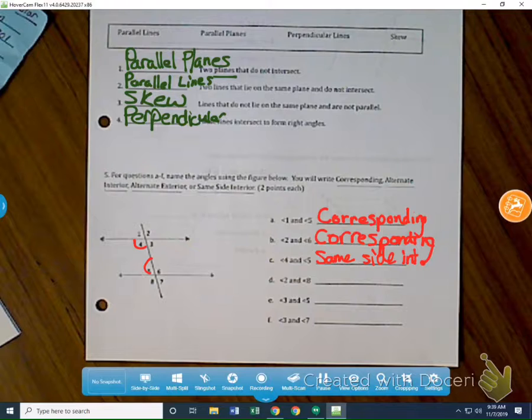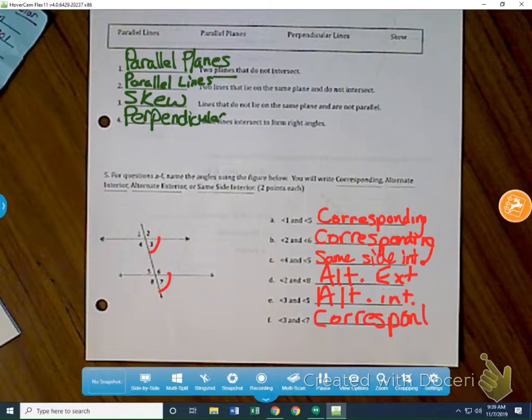2 and 8. 2 and 8 are alternate exterior. 3 and 5, alternate interior. Last but not least, 3 and 7, corresponding.